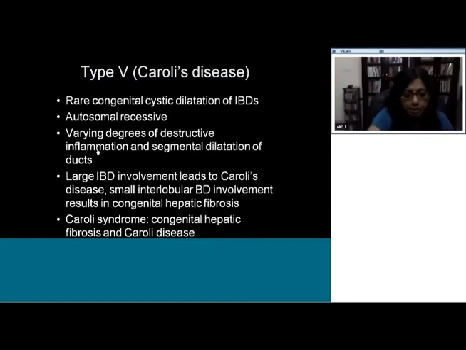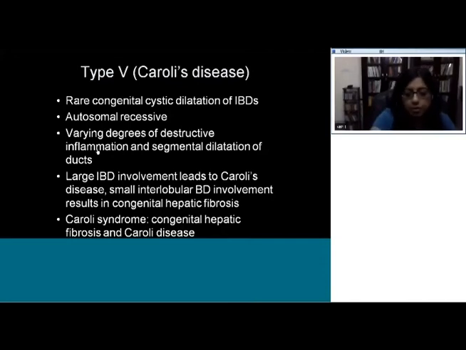Within this itself, you can have large duct and small duct involvement. Involvement of the larger intrahepatic ducts leads to Caroli's disease. The involvement of smaller interlobular ducts results in congenital hepatic fibrosis. Caroli syndrome is a combination of both congenital hepatic fibrosis and Caroli disease.